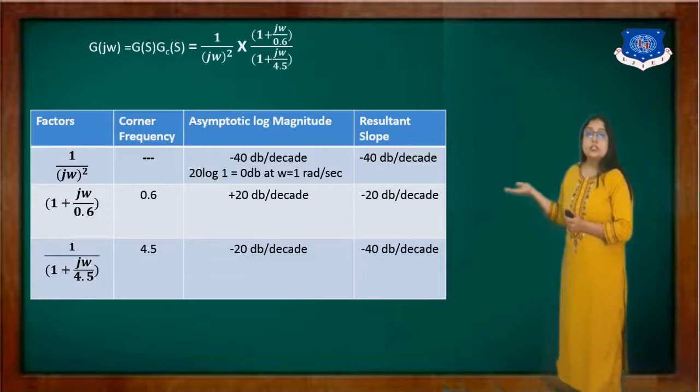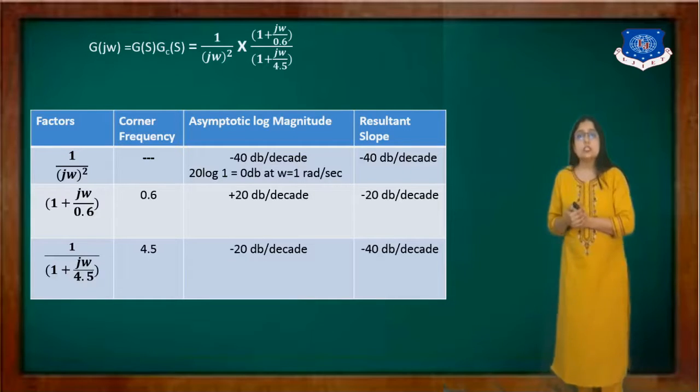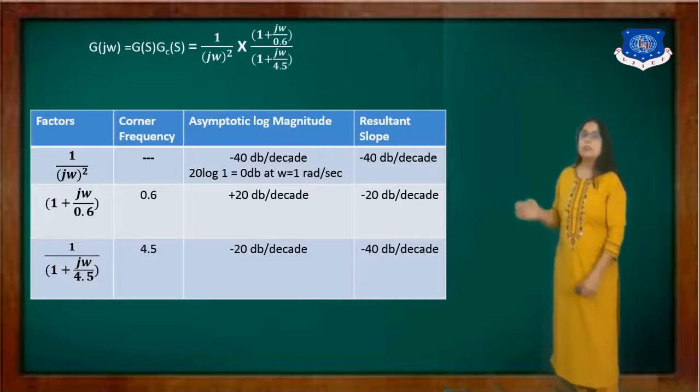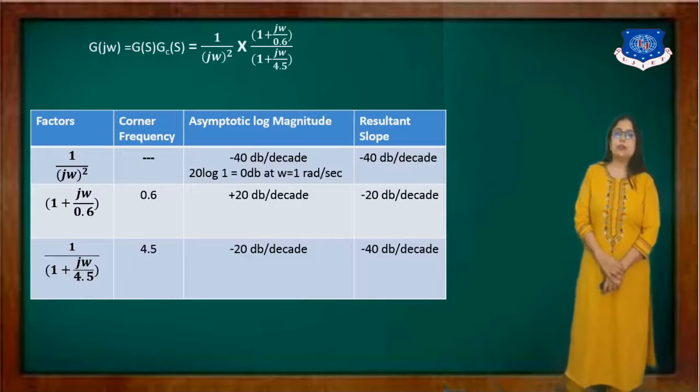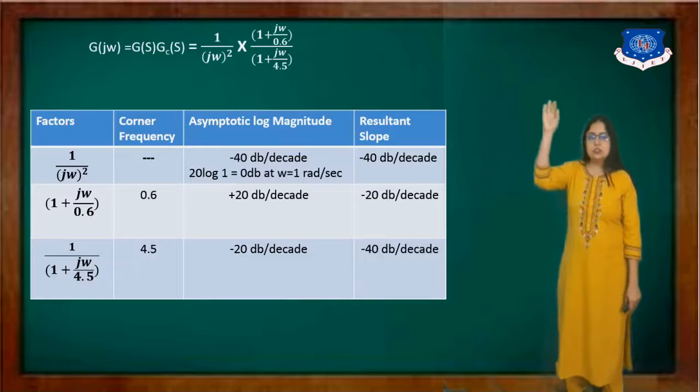Now this is 0. And that term is written in the numerator, that's why here the slope is plus 20 dB per decade. And the last one, the third factor, is in the denominator, that's why the slope is minus 20 dB per decade. Now you just check the resultant slope. For starting, the slope is 0.